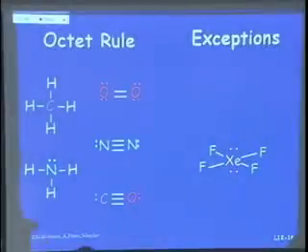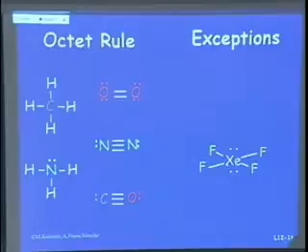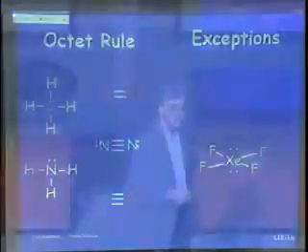Xenon hexafluoride. See, there is a noble gas. Xenon was a sensation when this was made in the 60s. Nobody believed it. Xenon hexafluoride has 2, 4, 6, 8, 10, 12. That's an expanded octet. So at times we can expand that octet, and the rule doesn't totally apply anymore.